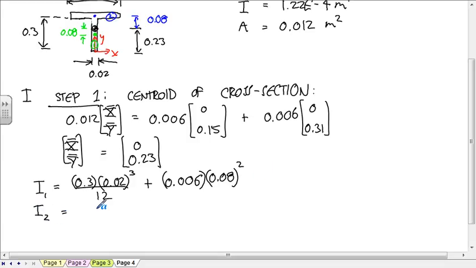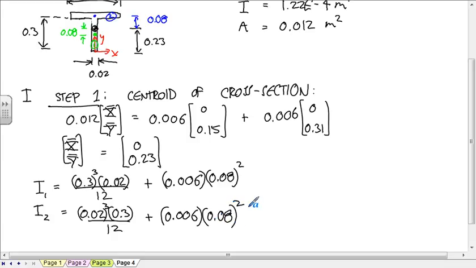I2, this rectangle is oriented the other way, so this time you have 0.02. I did these backwards. I1, so this is the one that's cubed. For the second one, this is the one that's cubed. Plus 0.006 times 0.08 squared.